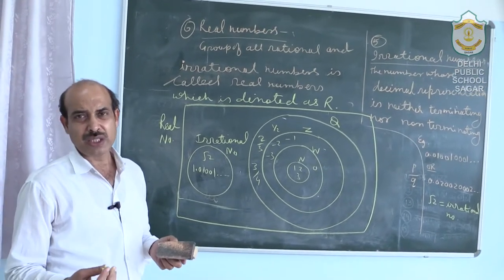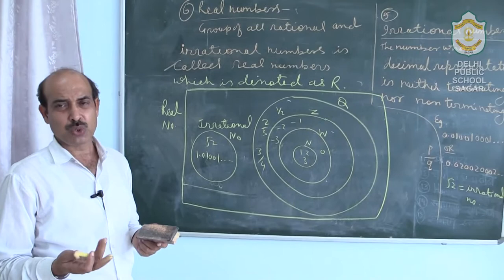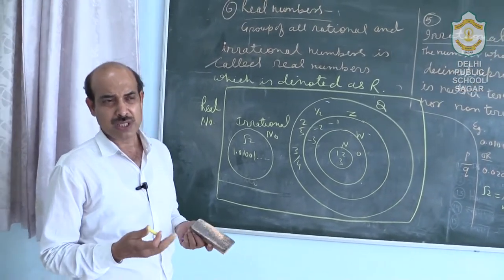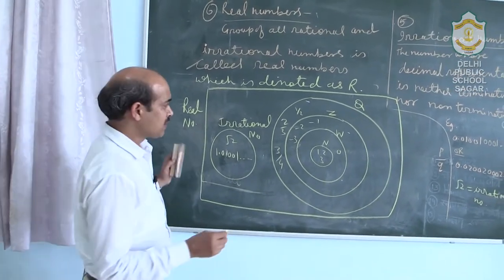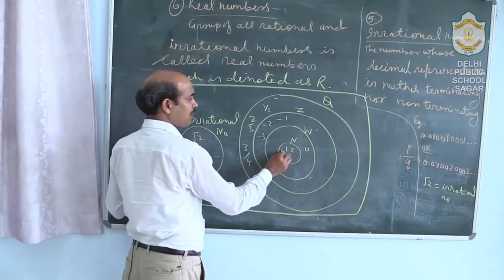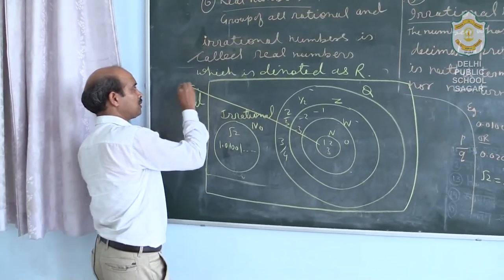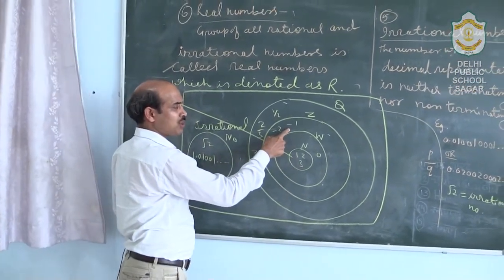Sometimes there is a question, they ask all natural numbers are real numbers, whether it is true or false. All real numbers are natural numbers, true or false. To answer such type of question, you have to see this. If you are going from inside to outside, then it is true. Means all natural numbers are whole numbers, it is true.